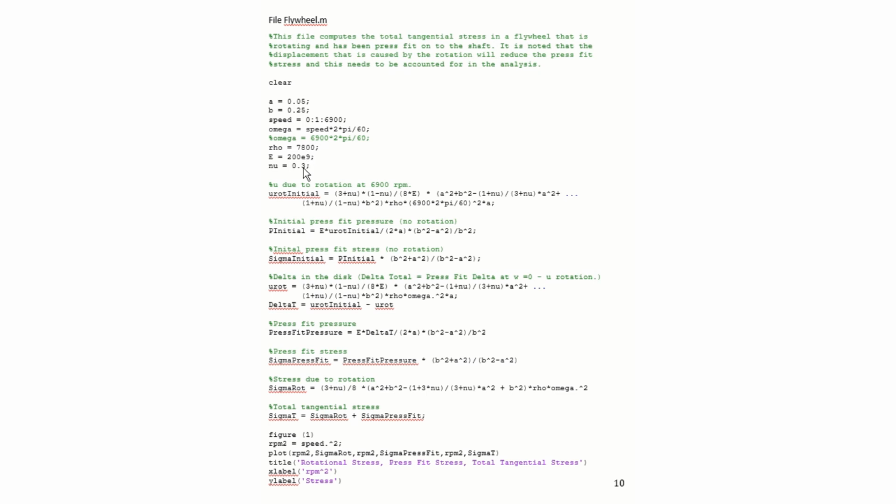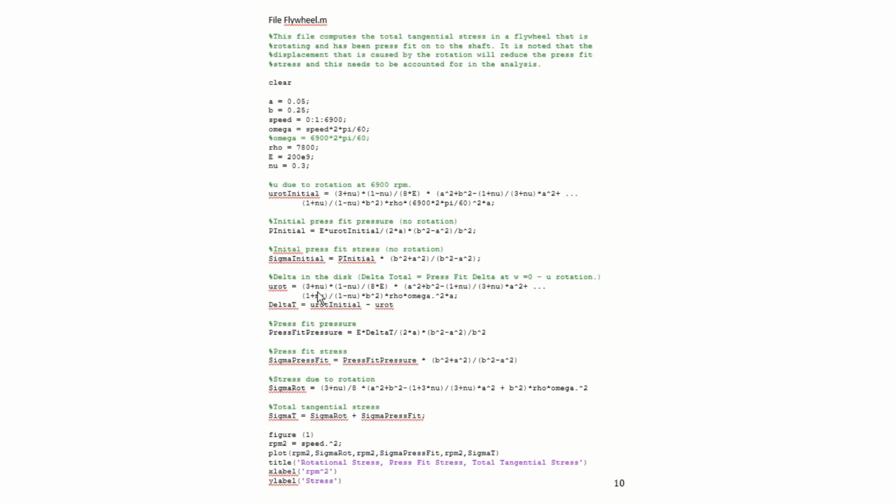Material properties. The first thing we want to do then is compute the displacement due to the rotation at 6,900 RPM. And that's where we can use this expression here that starts with 3 plus nu, and we simply compute this equation. And this again is the displacement due to the rotation. And then we can look at the initial press fit pressure without rotation. These are our thick walled equations. And then we have the initial press fit stress with no rotation.